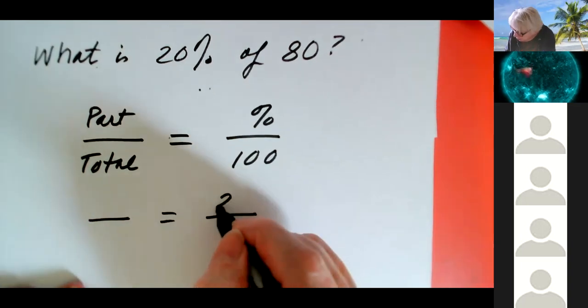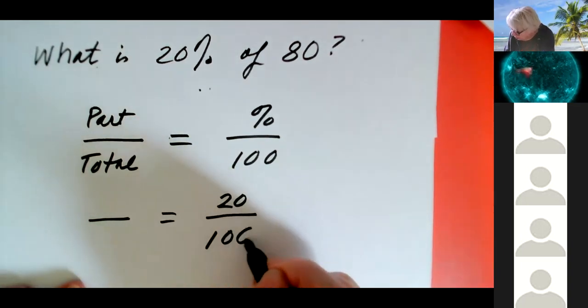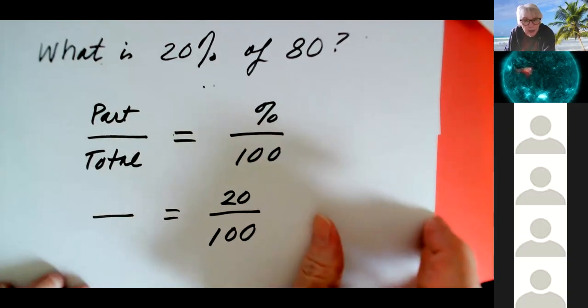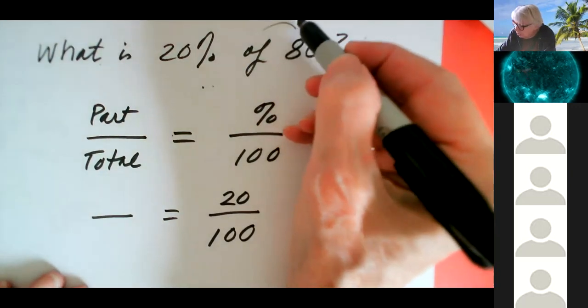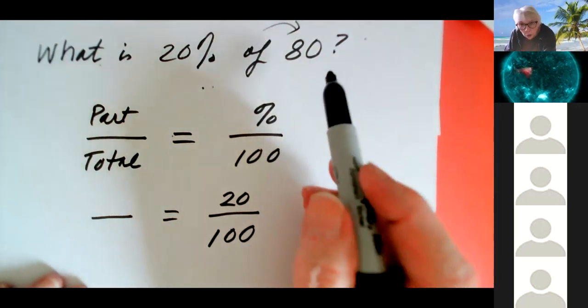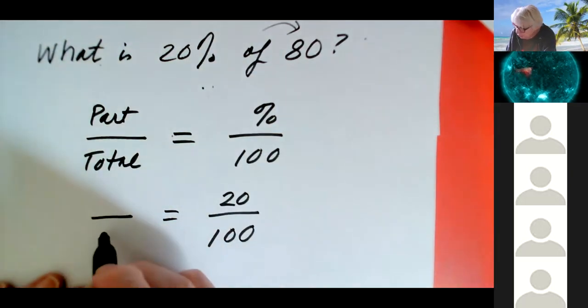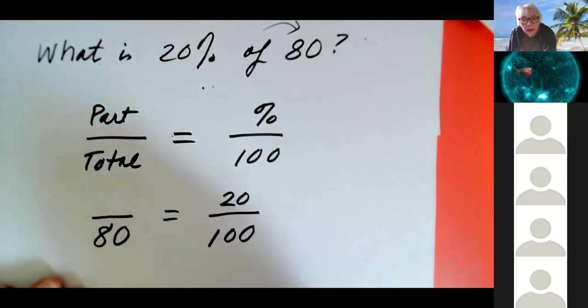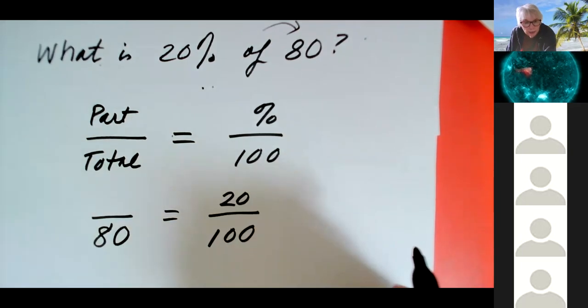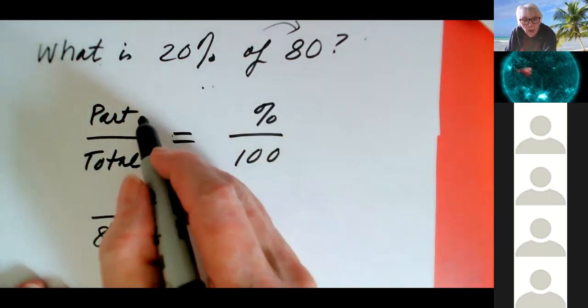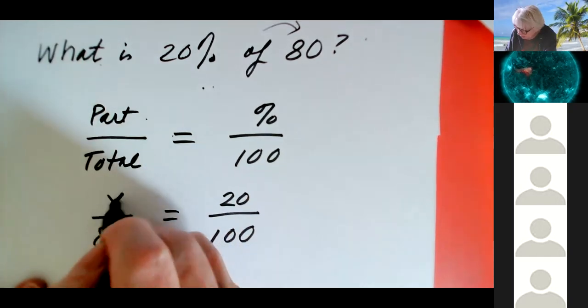Okay. 20% would be 20 over 100. That was not a big deal. After the word of is the total, regardless of where they put it in the sentence. So the 80 goes on the bottom of this fraction. The part is what's missing.